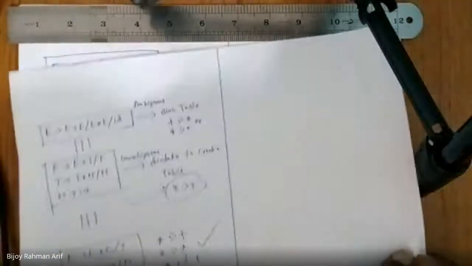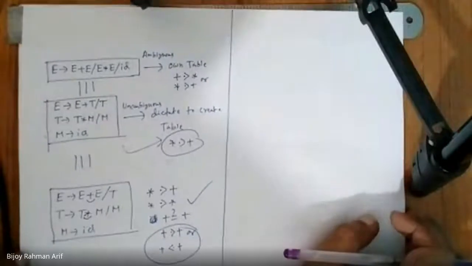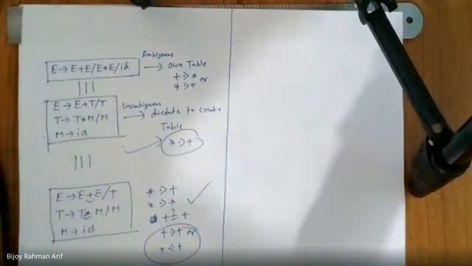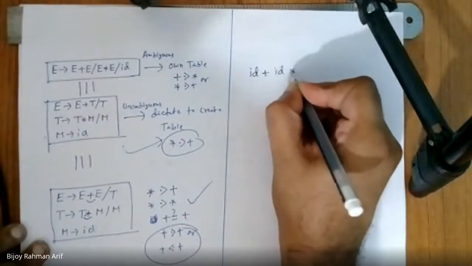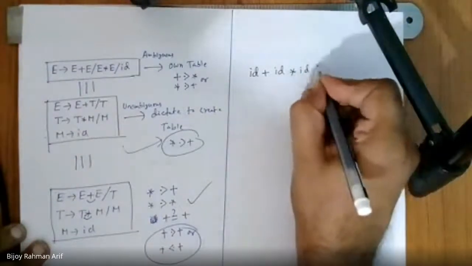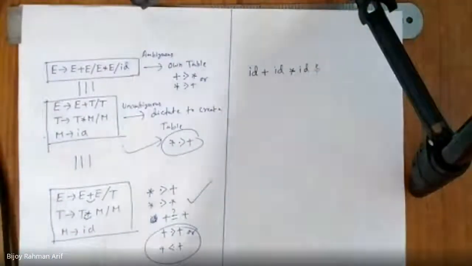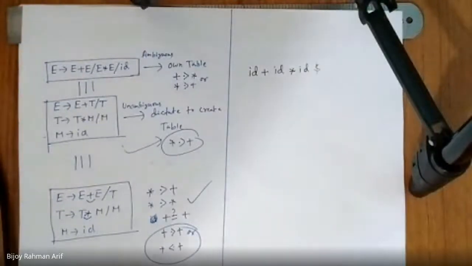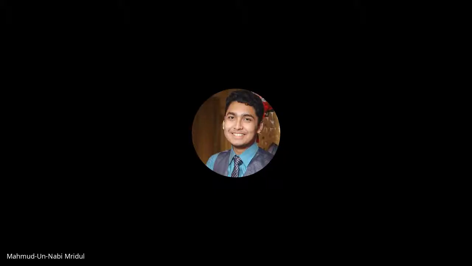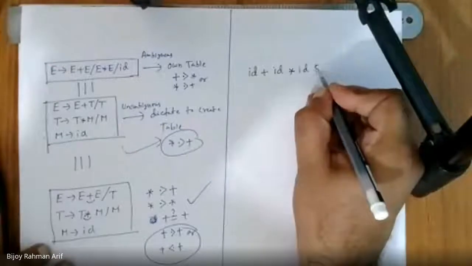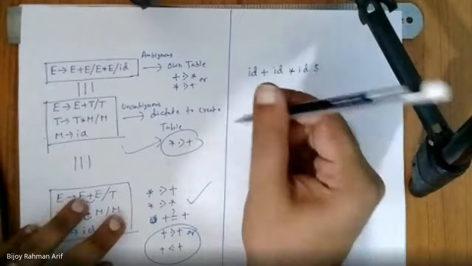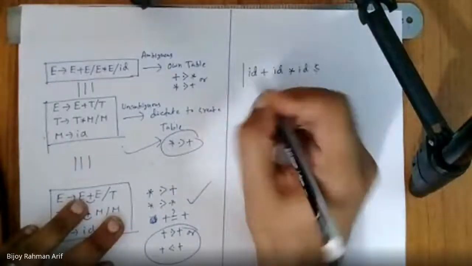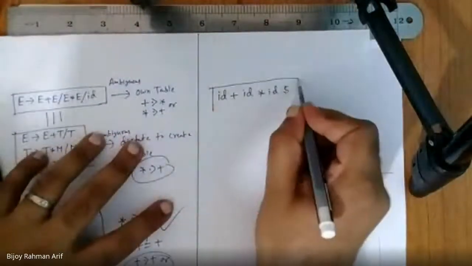So let's try to parse this. Let's assume I have been given ID plus ID star ID, and at the end there is a dollar. So how can I parse this? Will it be in the buffer or the stack? It is in the buffer. This is the input. Input is always in the buffer. This is the buffer part.